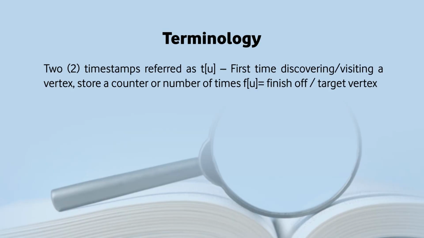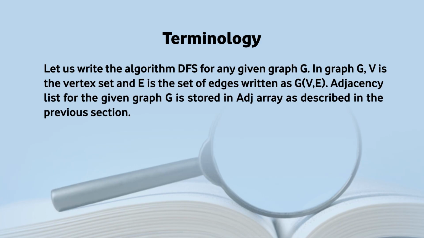Another thing is that two timestamps will be used in the algorithm. First is called TU. TU means the first time discovering or visiting a vertex; it stores a counter or a number of times. Then FU. FU means the finish time, the end of the target vertex whenever you reach it. So this is it. Now let's try to write the DFS algorithm and see what a DFS algorithm is.